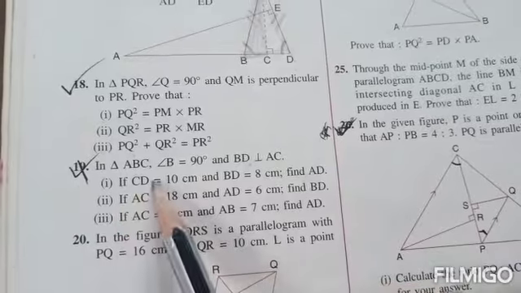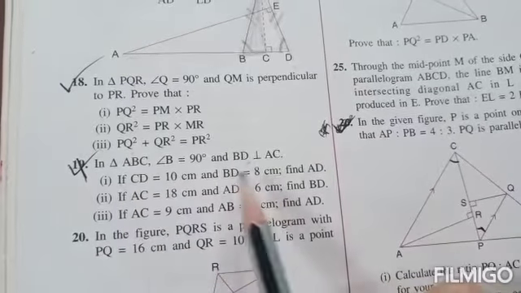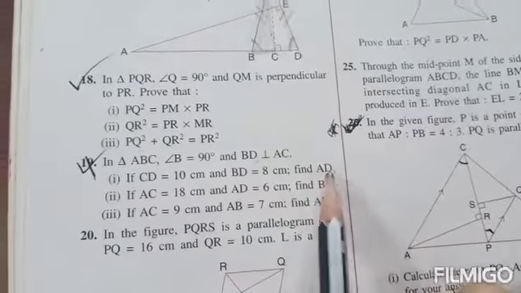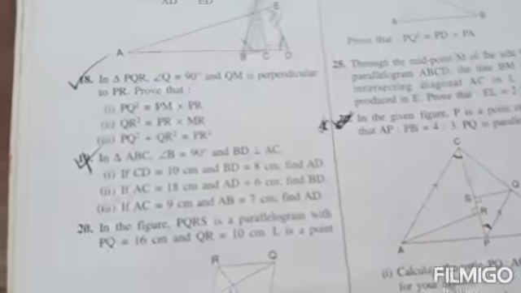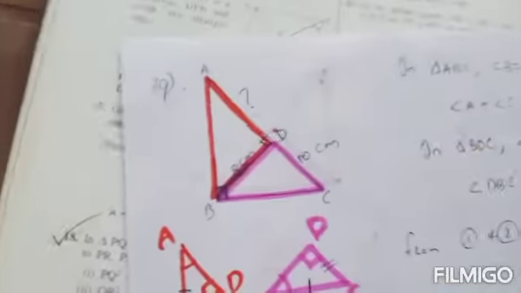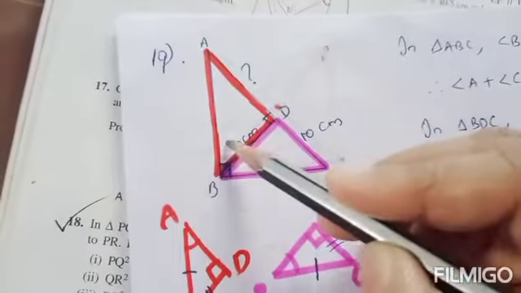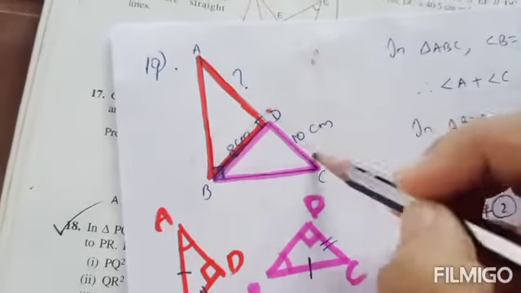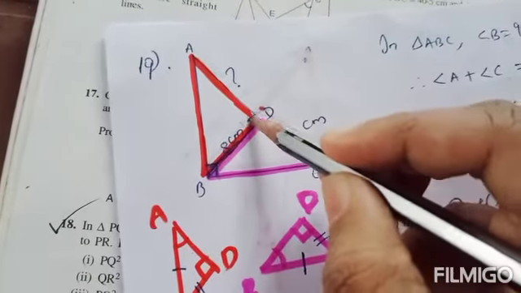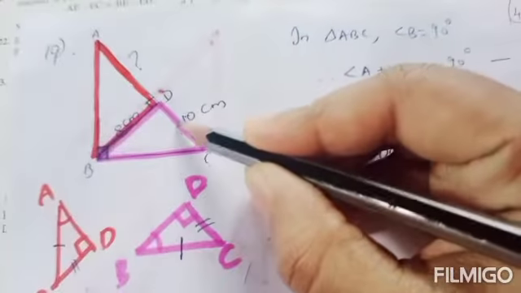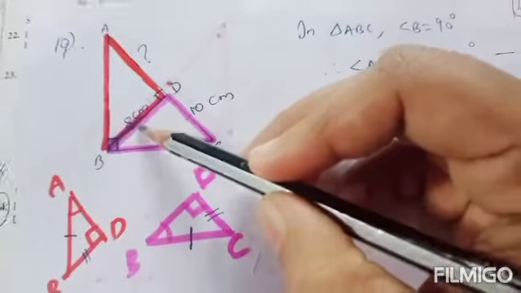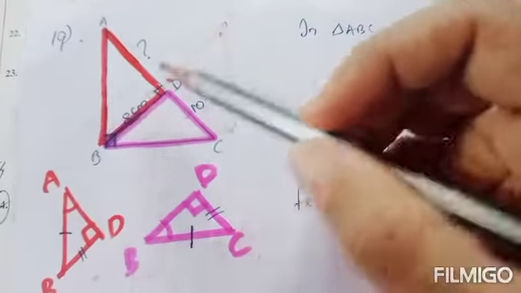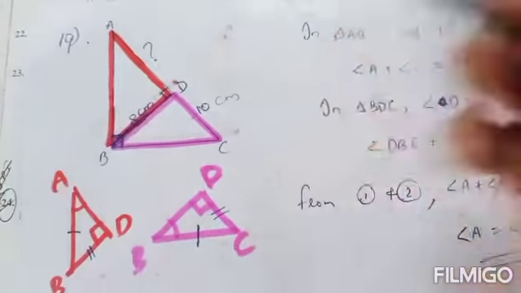First one, if CD equal to 10 cm and BD equal to 8 cm, find AD. Okay, so you can draw the diagram here. This is triangle ABC. In that angle B 90 degree. Now BD is perpendicular to AC, so angle at D it is 90. Now first question it is given CD, this length is given 10 cm. BD is given 8 cm and AD we need to find.